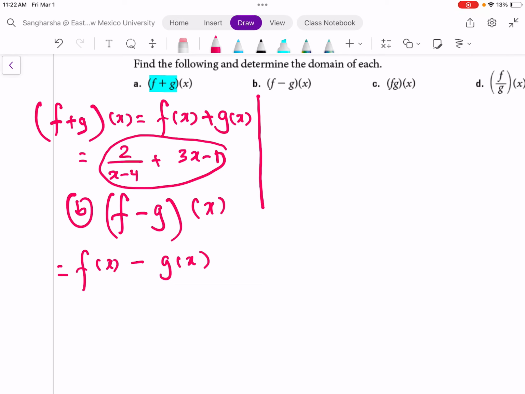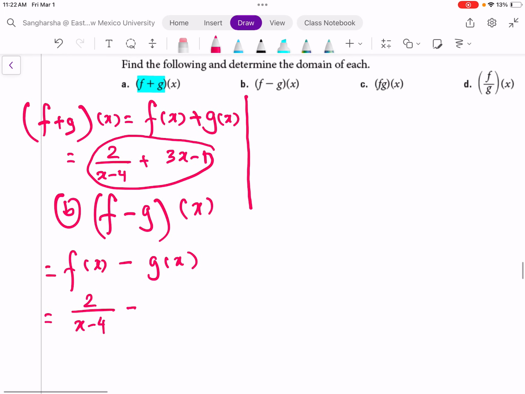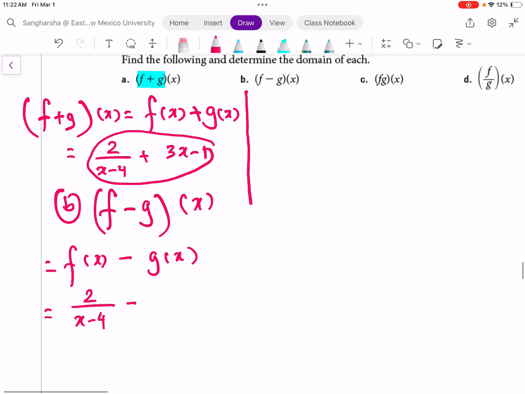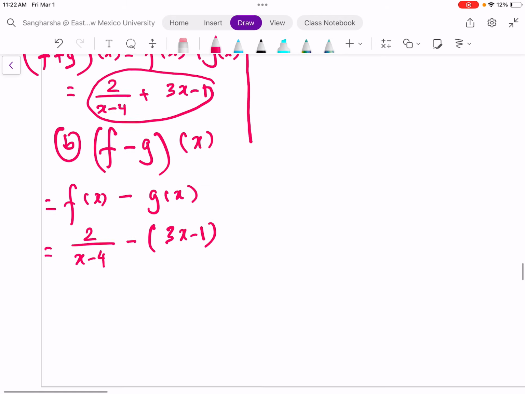Now let's substitute our f of x. f of x is 2 over x minus 4. We have minus, and when you have minus, you have to be extra careful, okay? Now our g of x has two terms. It means we need to have a parenthesis here. So parenthesis 3x minus 1. If you have a positive, you don't need parenthesis, okay? It remains the same. But if you have negative, make sure to have the parenthesis.